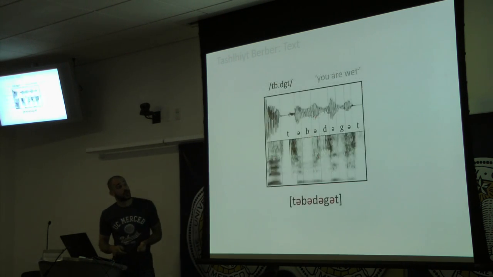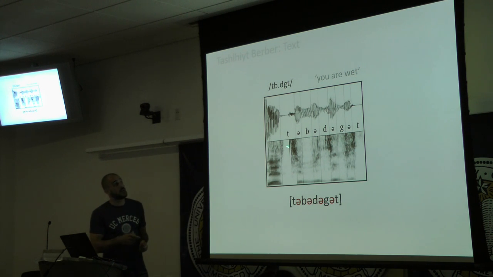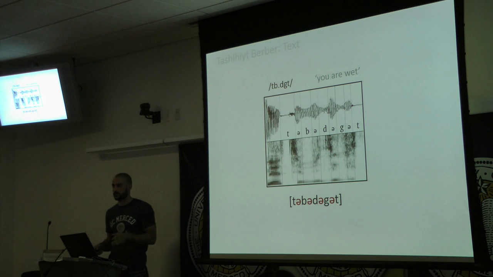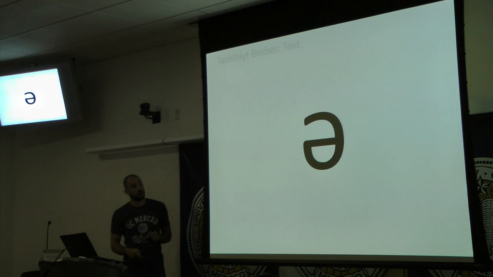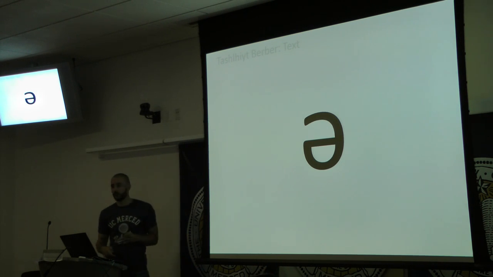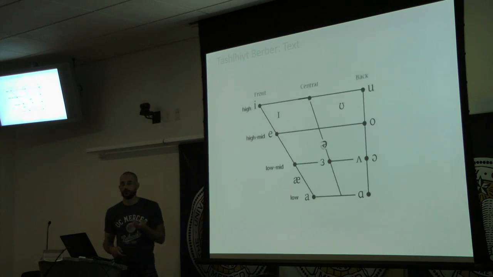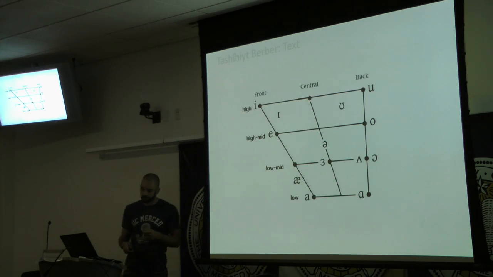Those consonant clusters, however, sometimes surface with vowel-like elements. I shall refer to them as vocoids or voiced transitional vocoids, without committing to any analysis here. They have a schwa-like quality, so this is the symbol for schwa. What is schwa? Schwa is basically the most neutral vowel, which is produced with the most central vowel, produced with a neutral vocal tract configuration.